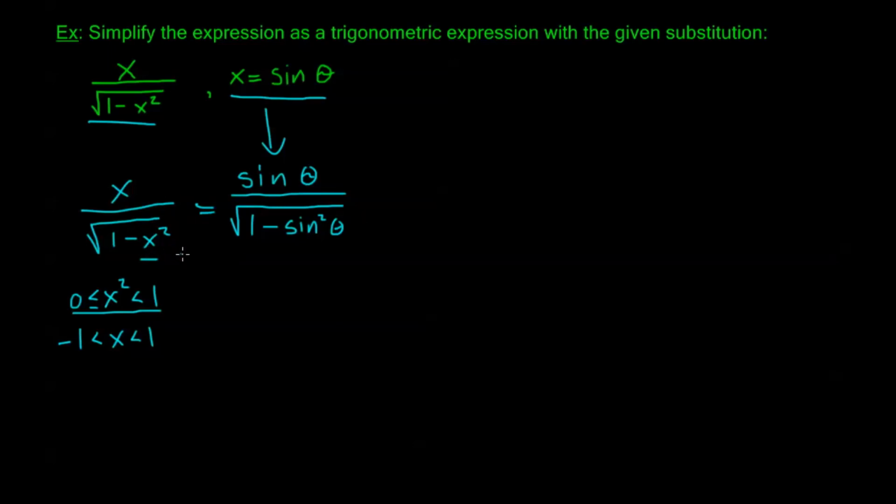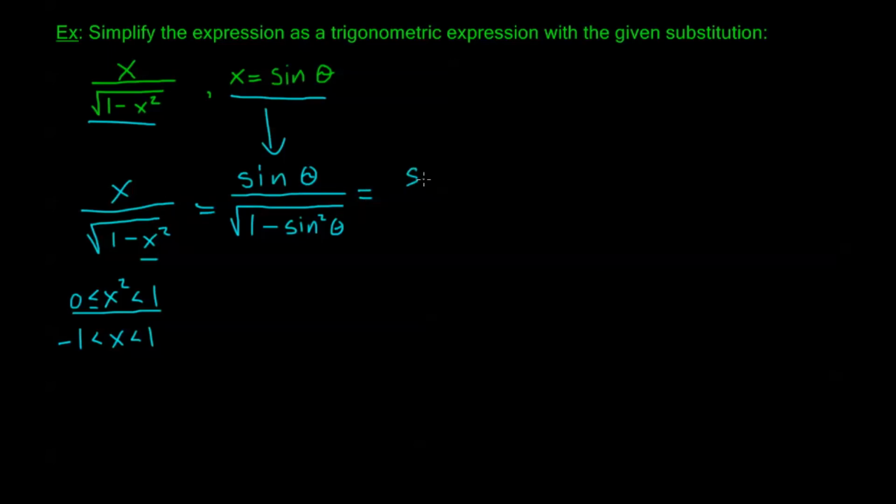either a square root of a negative number or a division by 0. So this trig substitution makes a lot of sense, because I know that sine theta for all values of theta is going to range over the same possible values of x. In other words, the domain of this expression in x is the same as the range of sine theta. So we have no problem with this substitution.